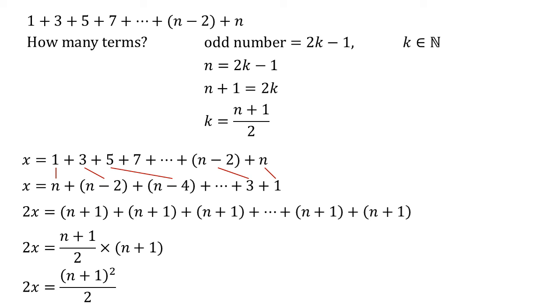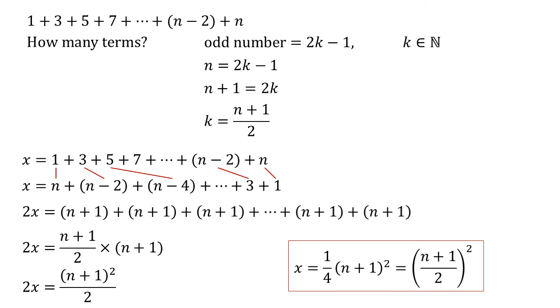And so dividing both sides by 2, we get that x, the sum of these odd terms, is a quarter times (n plus 1) squared, or if you prefer, we could bring the quarter in and say it's ((n plus 1) over 2) all squared.